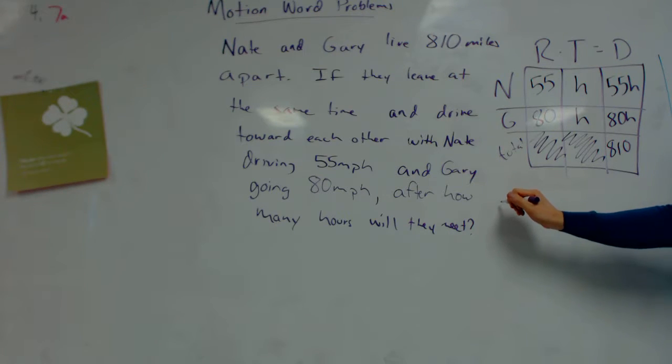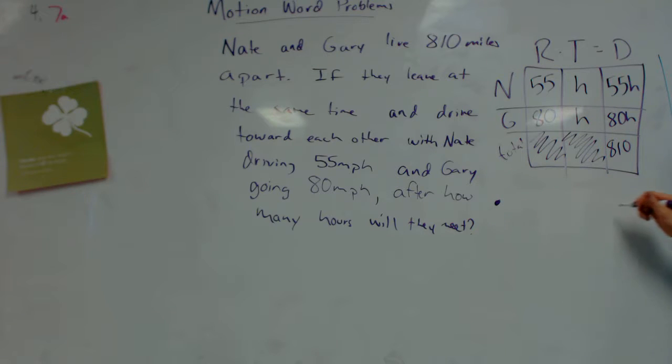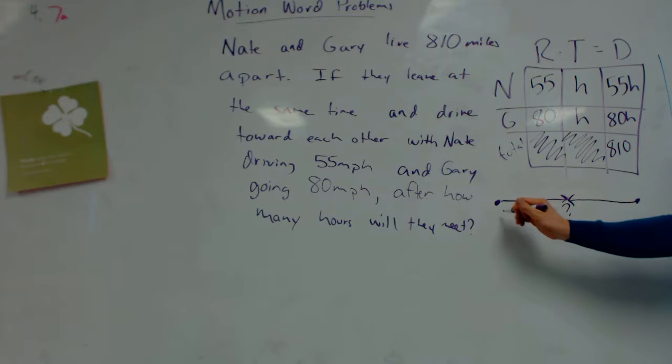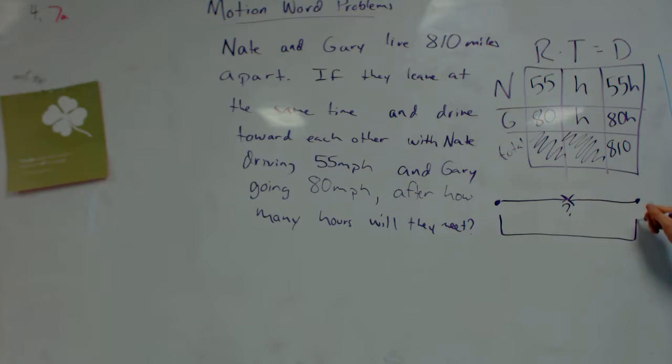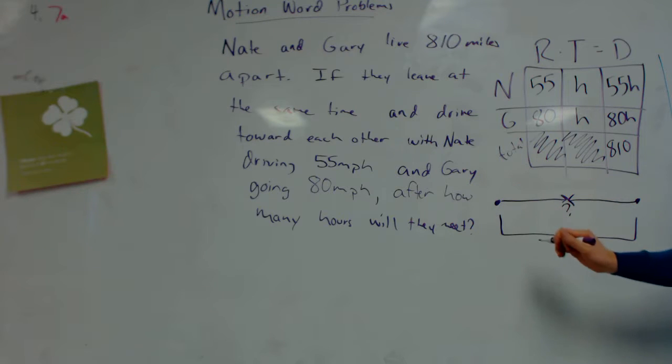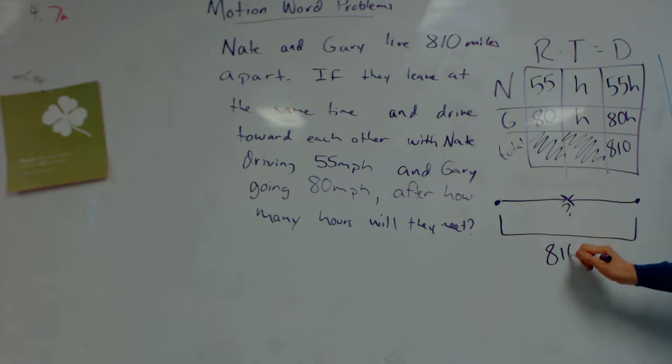Because in this case, I'm starting over here, Gary's starting over here, we're driving towards each other. We don't know where we'll meet, but we know that we'll meet when the distance that Gary's gone plus the distance that I've gone is equal to 810 miles. Does that make sense?